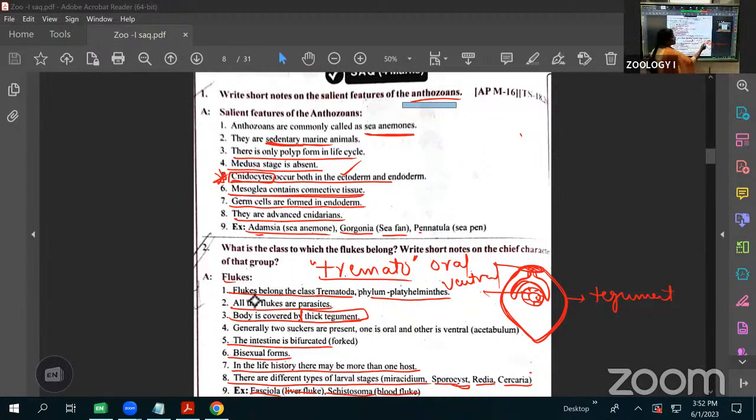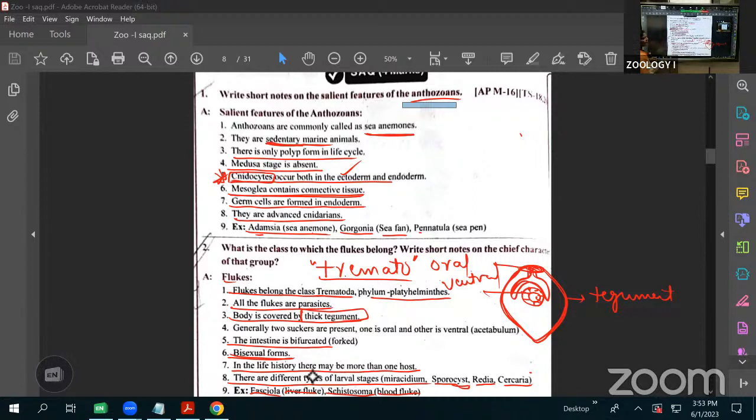The two suckers: one is present on the oral side, another on the ventral side. The ventral one is called the acetabulum. Next, the mouth opens into the intestine, stomach and intestine. The intestine has two branches, that's why we call it bifurcated. Next, sexual dimorphism is absent, that's why these are called bisexual forms.